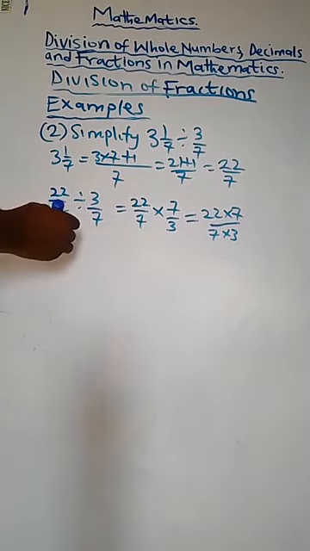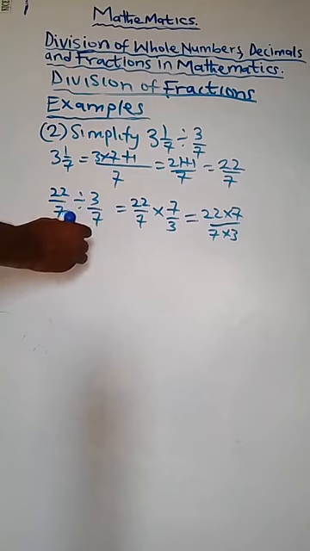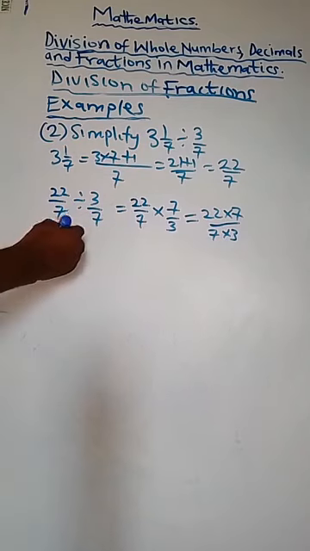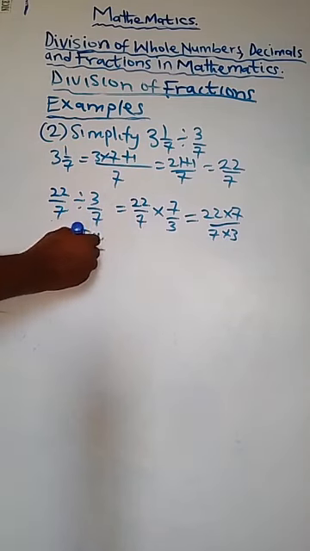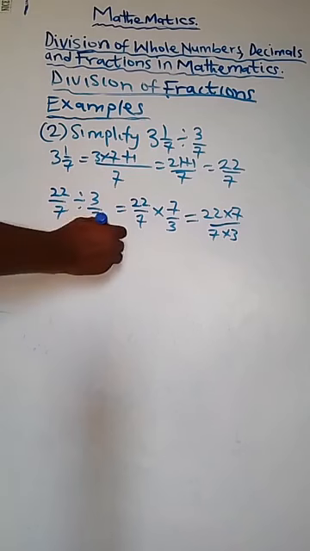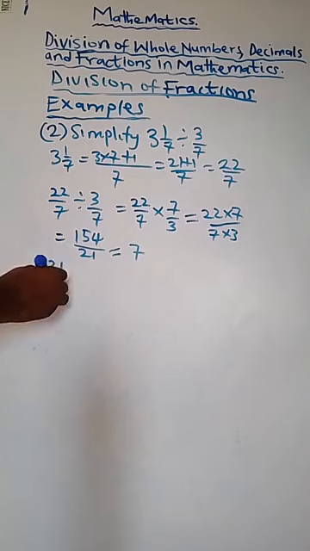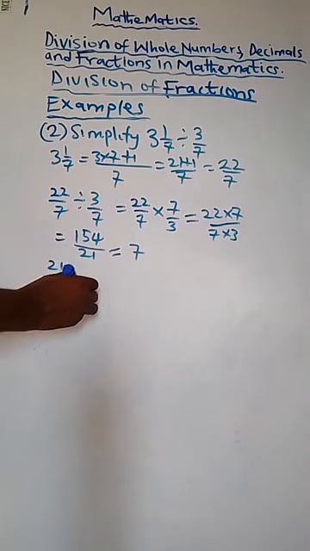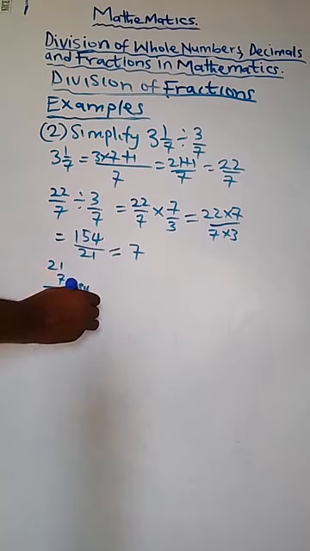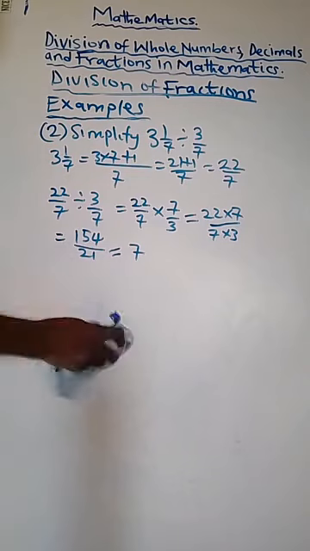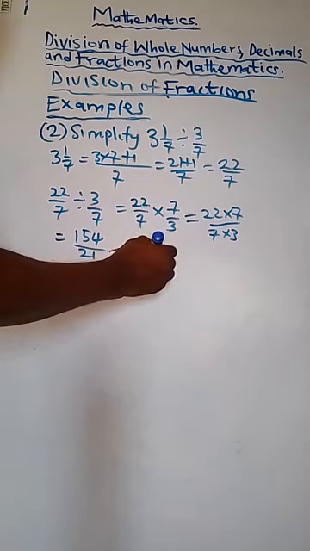Now, 22 times 7: 2 times 7 is 14, another 14, plus 1 is 15, so 154. So now we have 154 over 21. How many 21s can we see in 154? 7. 21 times 7 is 147. So 154 minus 147: 14 minus 7 is 7, 4 minus 4 is 0. So the remainder is 7. So this will now be 7 over 21.